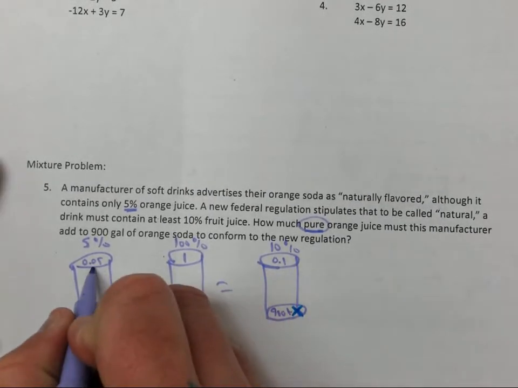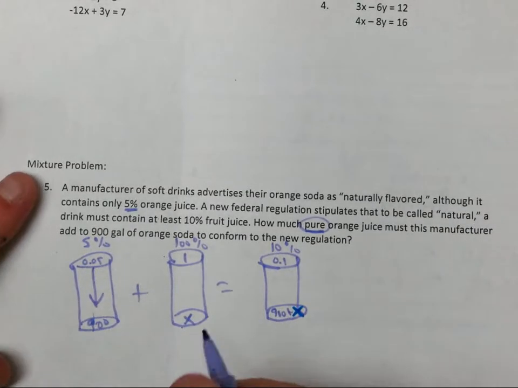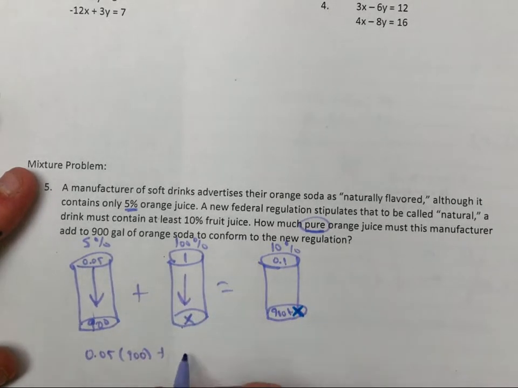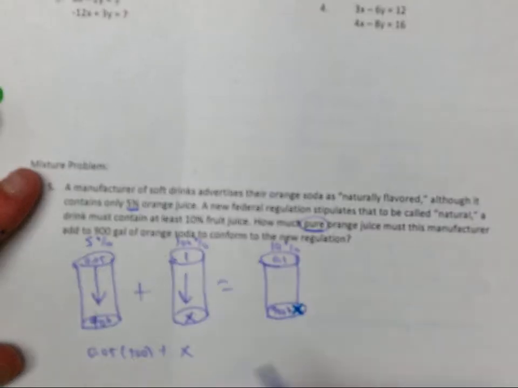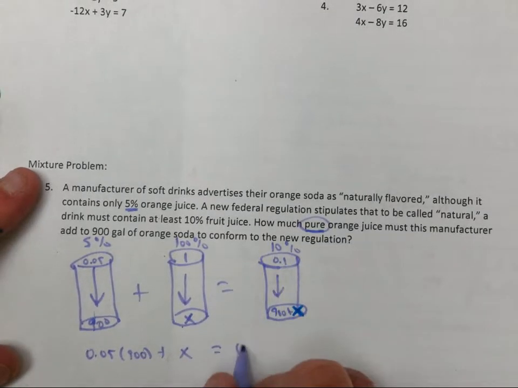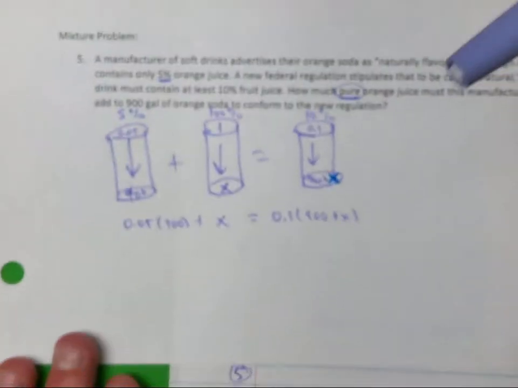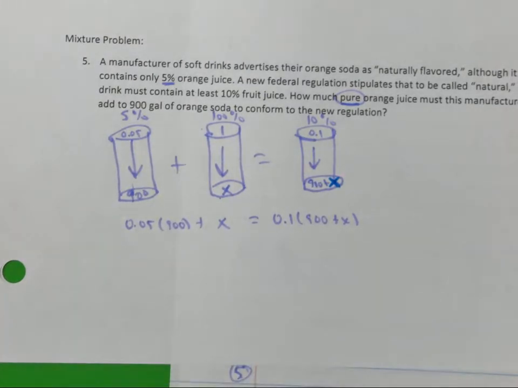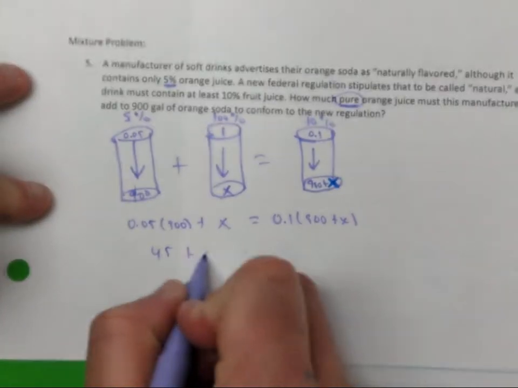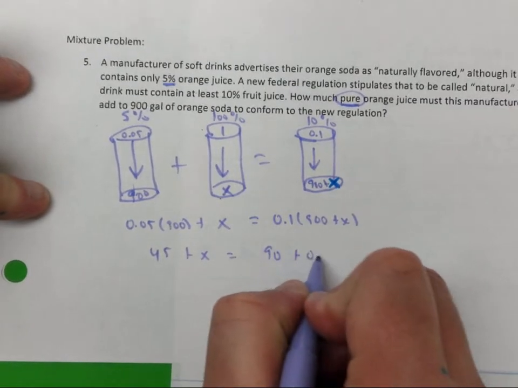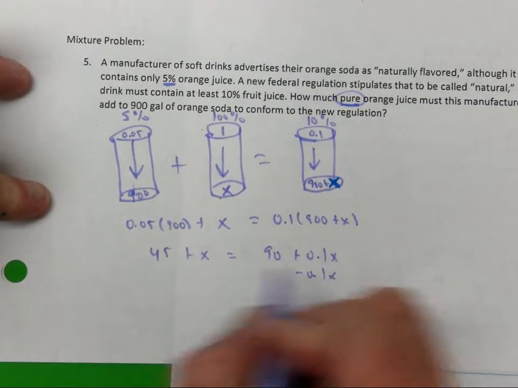Now, what do I do now? Bring this straight down and multiply this times this. 0.05 times 900 plus 1 times x is x. Equals this times this, and then just solve the equation. So 0.05 times 900, that is 45 plus x equals 0.1 times 900, 90 plus 0.1x. Solve the equation.